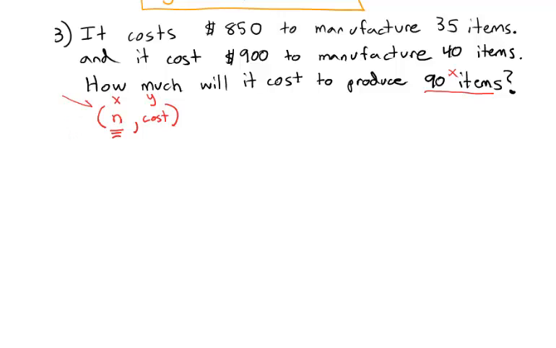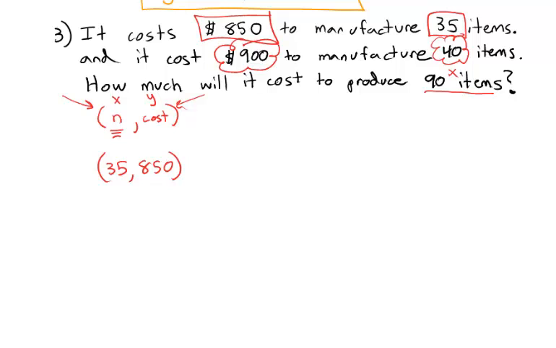Notice the first variable is what is used to find the second variable, the cost. So if that's the order of my points, my first point has 35 items, $850. 35 is the number of items, and 850 is the cost. I also have 40 items being produced at $900. So 40 is the number of items. 900 is the cost. That's how I'm going to get my 2 points.